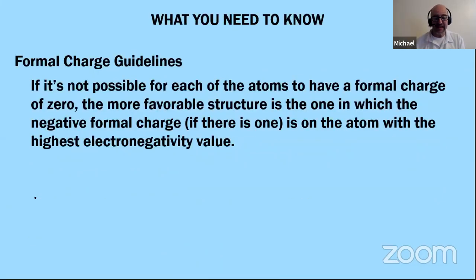Now, sometimes it's not possible for each atom to have a formal charge of 0. If you have to choose between 2 different structures, and one of them, let's say, has a negative charge on a particular atom, and then the other structure has a negative charge on a different atom, you should go with trying to put the negative formal charge, if there is one, on the atom with the highest electronegativity value.